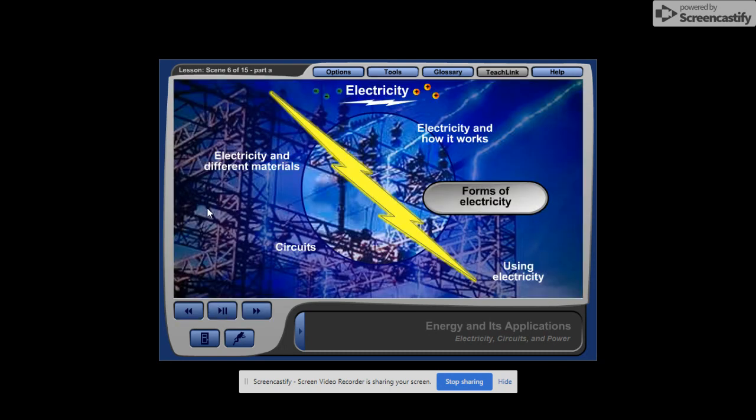You've learned about the electrical energy between charged particles and how different materials move charged particles. Now, click on Forms of Electricity to see how electrons move between objects and across varying distances.